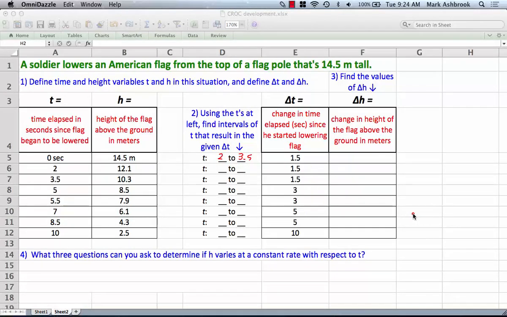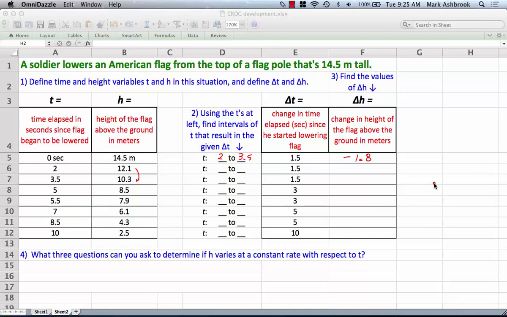So here's an example. Maybe you did 2 to 3.5 for the first 1.5. And so then you come over here and you look from 2 to 3.5, what's the corresponding change in H? So it starts at 12.1 and ends at 10.3. So how do you calculate the change in H? Final minus initial, and you don't get 1.8. Negative, right? We know that negative matters because negative means what about the height? Decrease, right? A negative change means a decrease in the quantity. So it matters.